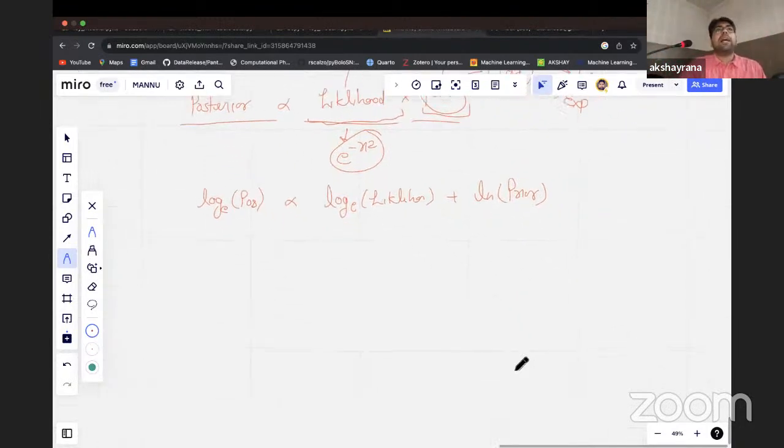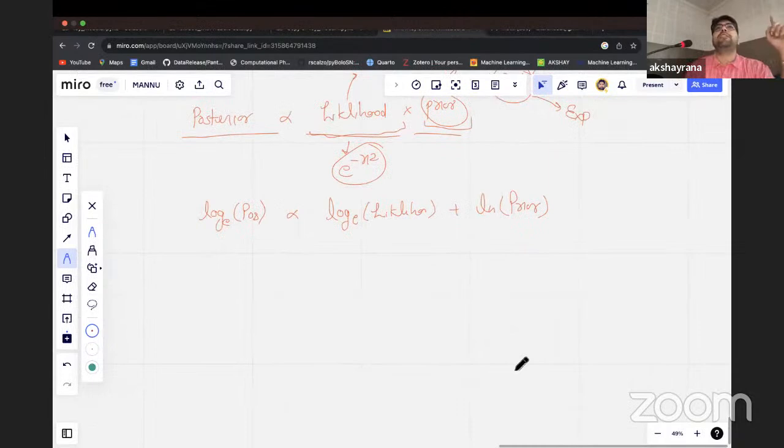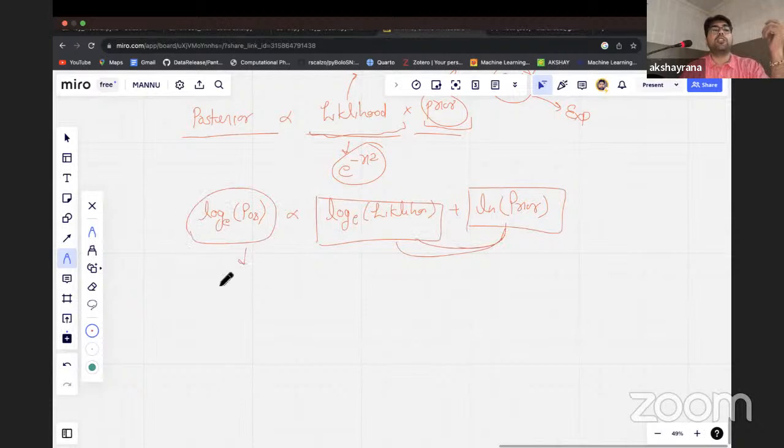I have already shown you in the previous discussion session how to find the likelihood. I'll show it again. I'll make a choice about the prior and take the log of that. I'll add these two, and that addition will give me the logarithm of the posterior. This is my Bayesian statistics.